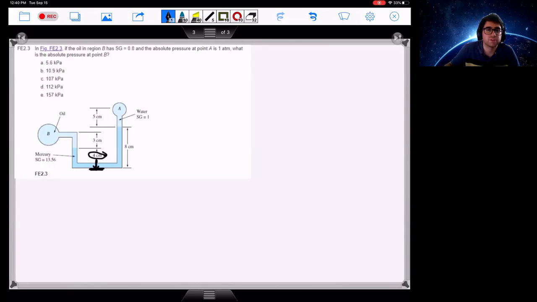So tell me, how would you find the absolute pressure? The question is asking to find what is the absolute pressure at point B, which is this point. And what do we know in this problem? We know that SG for this region, region B, is 0.8. So that's less than 1. It's 0.8 at this region. And the absolute pressure at this point A is 1 atm. That basically means it's atmospheric pressure, right? 1 atm.